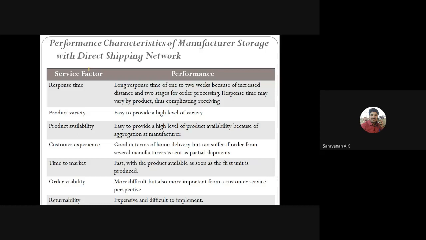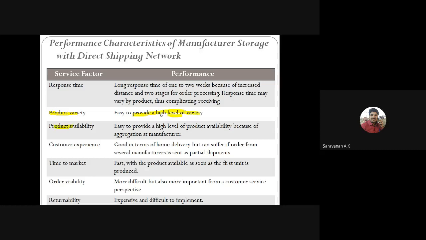Then the second one is the product variety. If we look at this particular service factor, product variety, it is easy to provide a very high level of variety because it is coming directly from the manufacturer's end. We have plenty of variety, so they have to provide a high level of variety of the products.